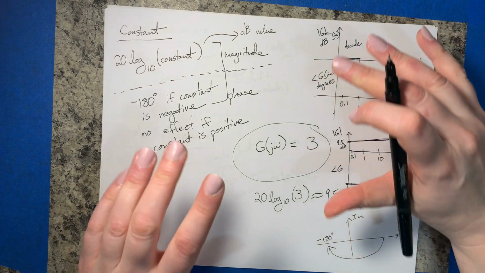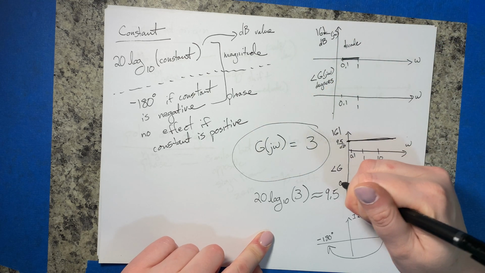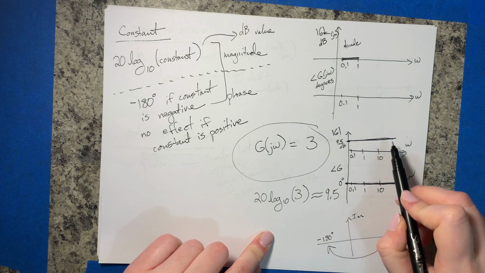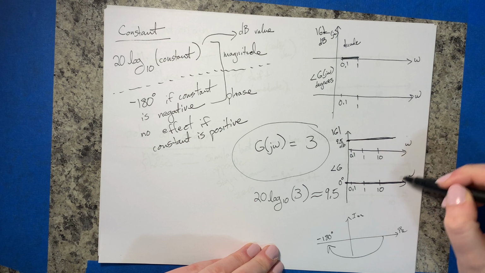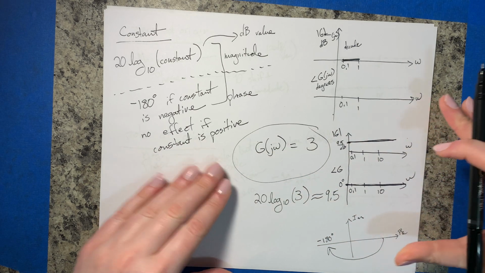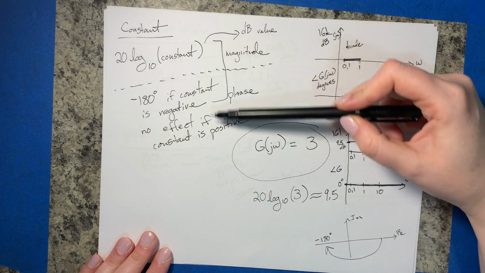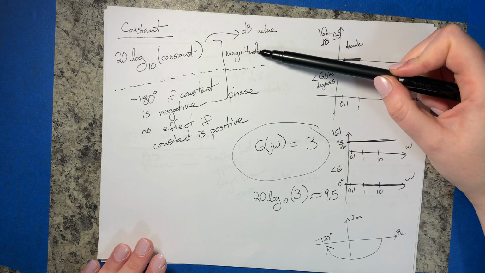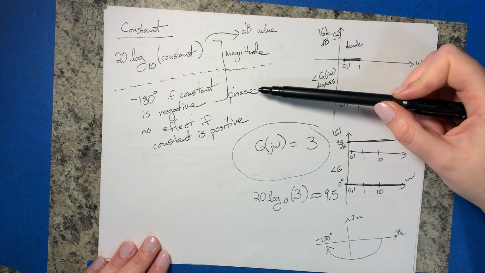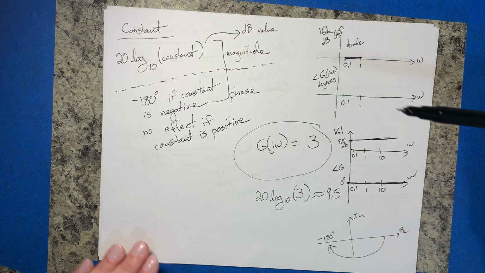If the constant's positive, we do nothing, which in this specific example means we just stay at 0 degrees. We have no other information to go off of, so that's the only feature. And this is our completed Bode plot for g of j omega equals 3. It's pretty simplistic, but these are really the only effects you'll have. First, calculate the constant and change it to dB. With the phase, it has no effect if it's positive, and negative 180 degrees if it's negative.